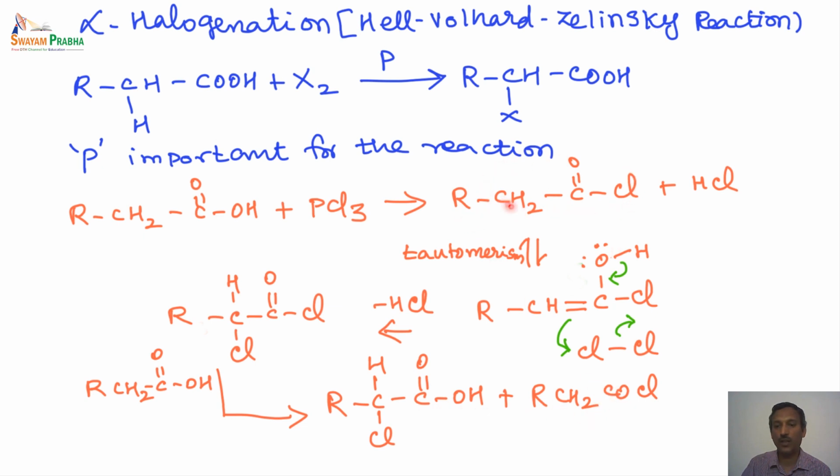Since this acid chloride is the same as here, it can again undergo the reaction, tautomerization and treatment with halogen, and produces the corresponding acid chloride. That way we can make this reaction complete to get all the substitution of the alpha hydrogen.